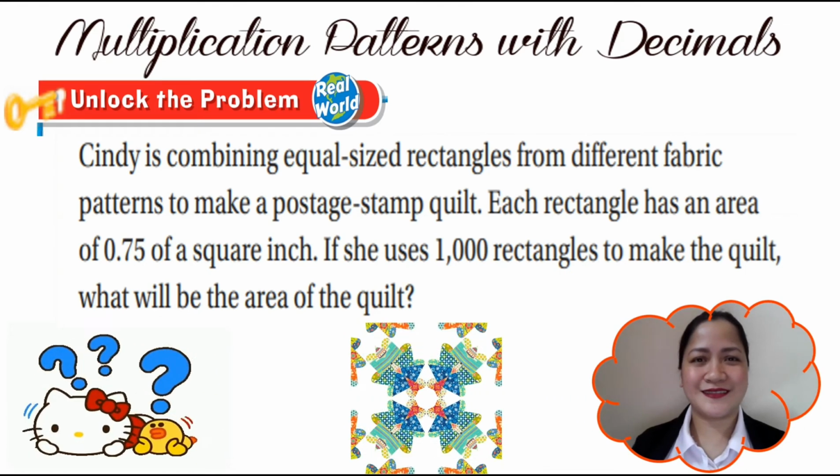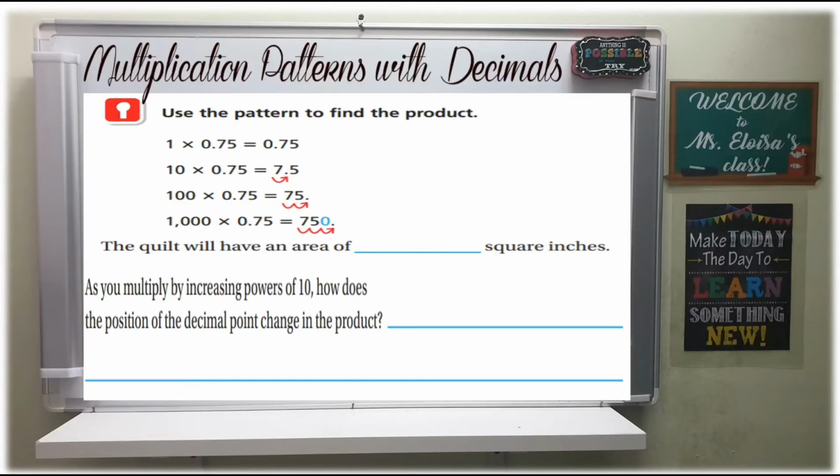Use the pattern to find the product. 1 times 0.75 equals 0.75. 10 times 0.75 equals 7.5. 100 times 0.75 equals 75. 1,000 times 0.75 equals 750. So the quilt will have an area of 750 square inches.